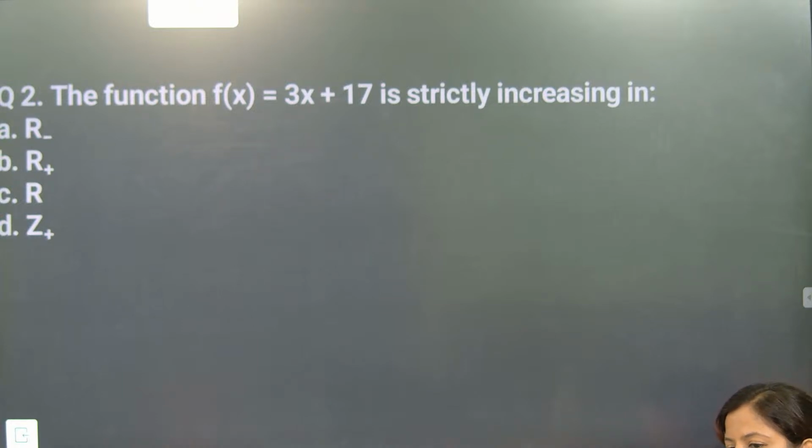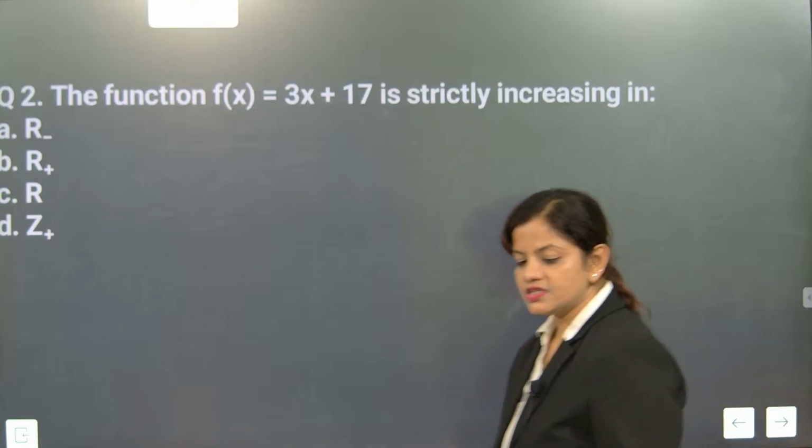Solve this question, everyone. f of x is equal to 3x plus 17 is strictly increasing in which value?